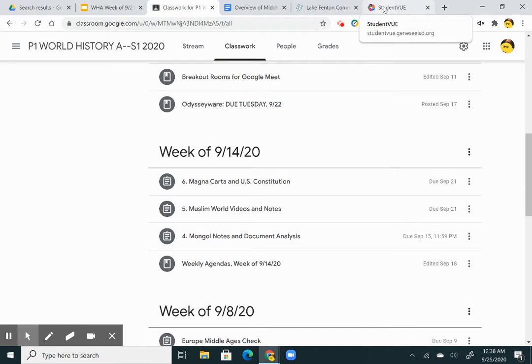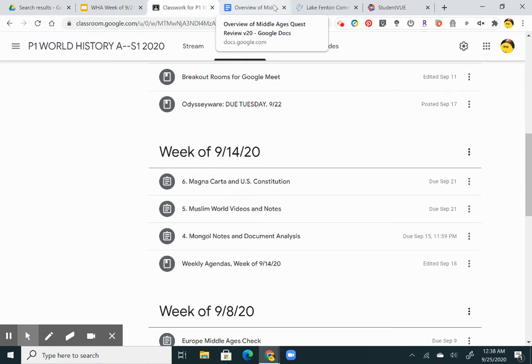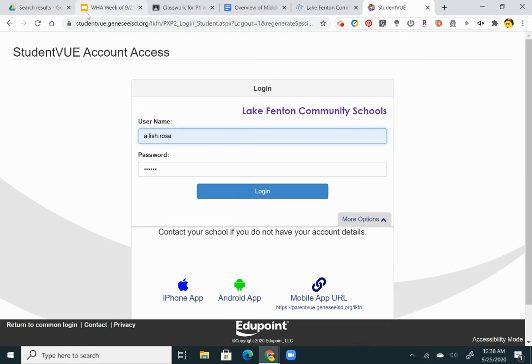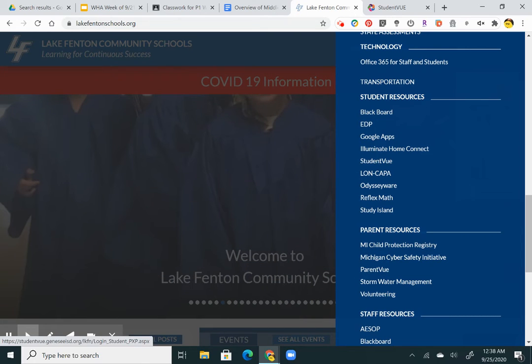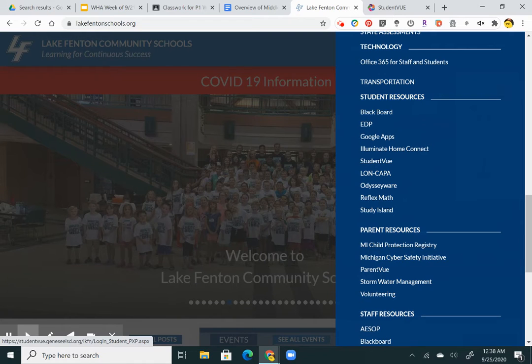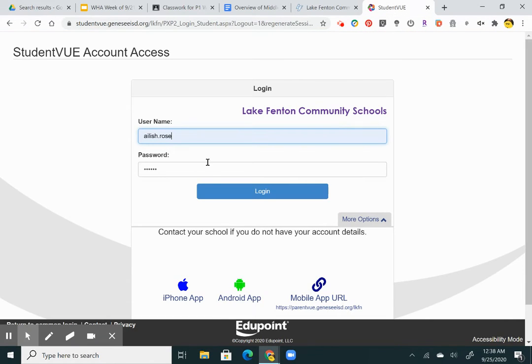This is where I want to show you how you're going to log into this test when you have all your tabs of resources open. And yes, I suppose you can use other outside resources, but be careful about copying and pasting. If I go to the Lake Fenton website and go to Student View, just like you would normally do, this is not the locked browser, ladies and gentlemen. Under Student View, you log in just like you would. I'm logging in as Ailish. Thank you, Ailish.